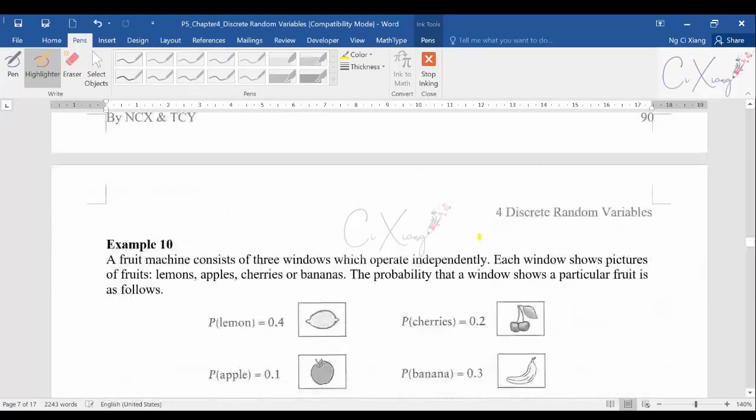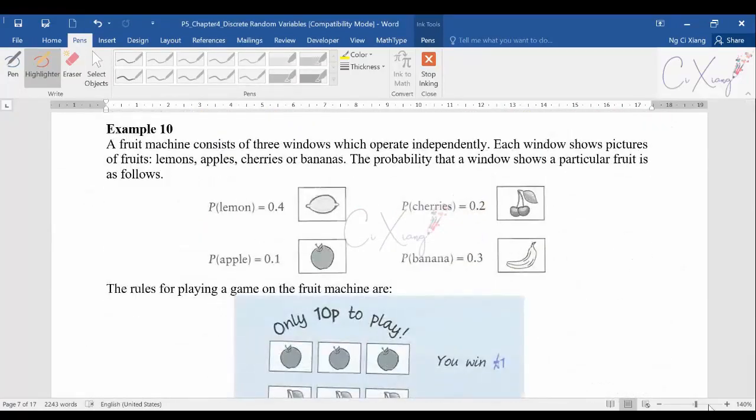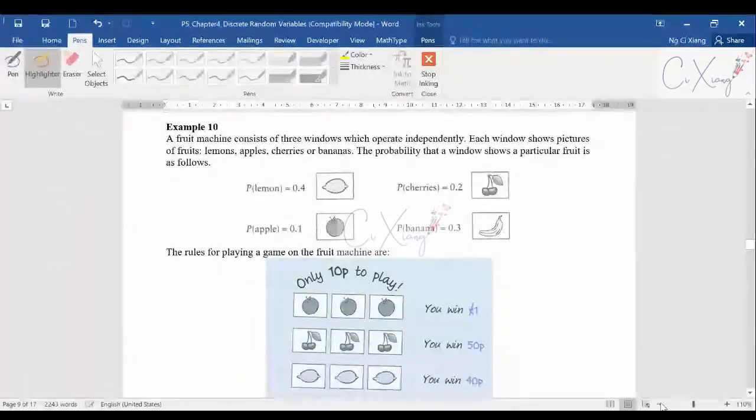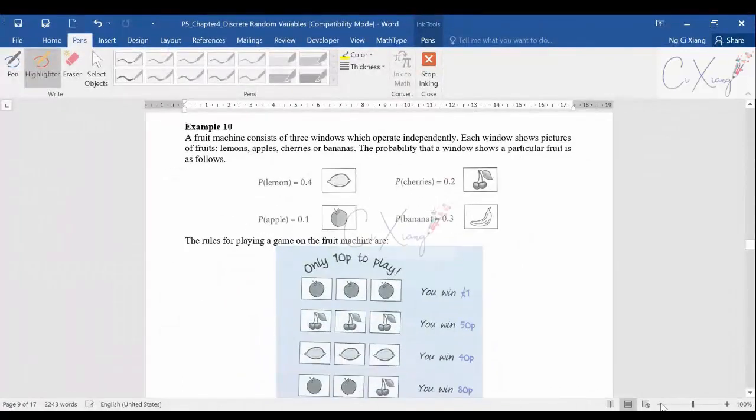Then the last example here for our discrete random variable part. This question generally talks about playing a game of fruit machines. To get the different types of fruit, the probabilities are different. You have a higher chance to get a lemon, and a lower chance to get an apple.